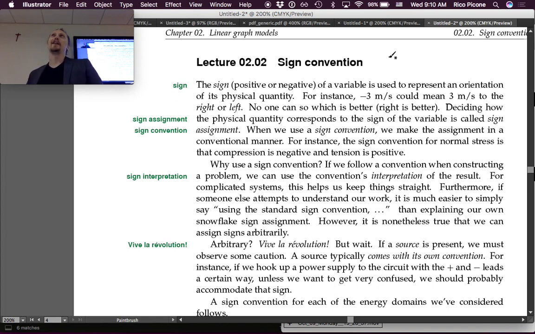I wear this snowflake badge as a sign of honor.